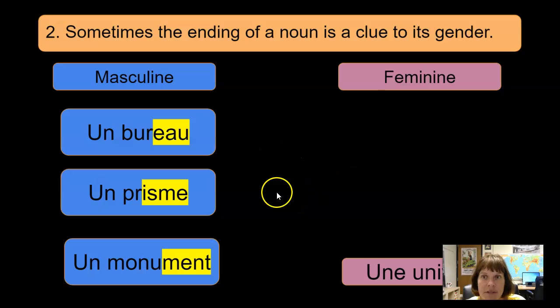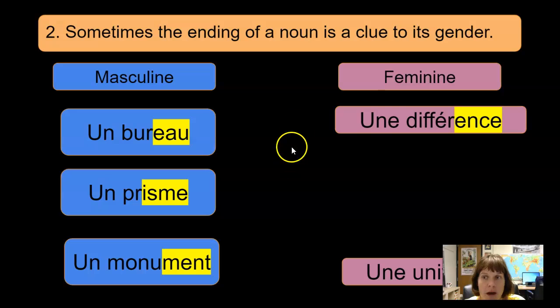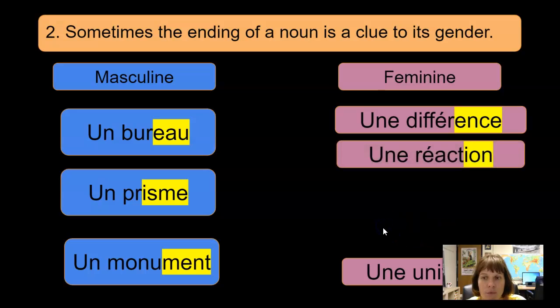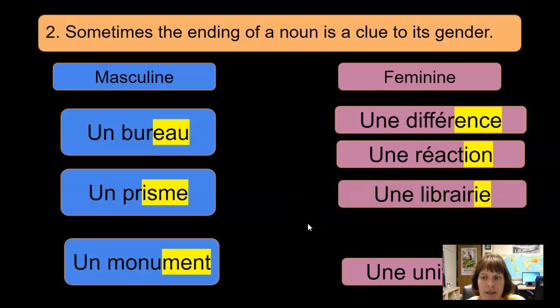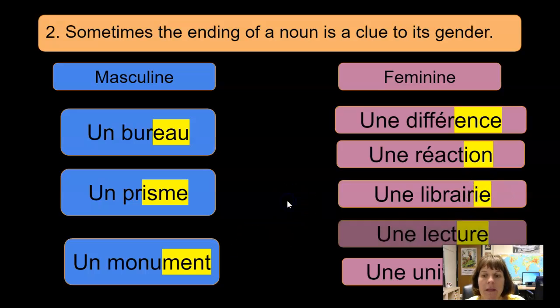Sometimes the ending of a noun is a clue to its gender in the feminine form as well. So une différence. Words that end in ENCE are often feminine. Une réaction, words that end in ION are usually feminine. Une librairie, words that end in IE are usually feminine. Une lecture, words that end in URE are usually feminine. And une université, words that end in É are usually feminine.